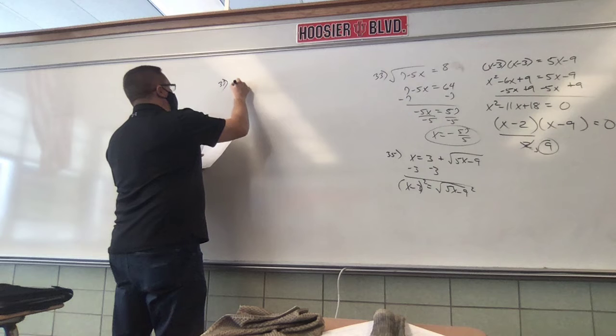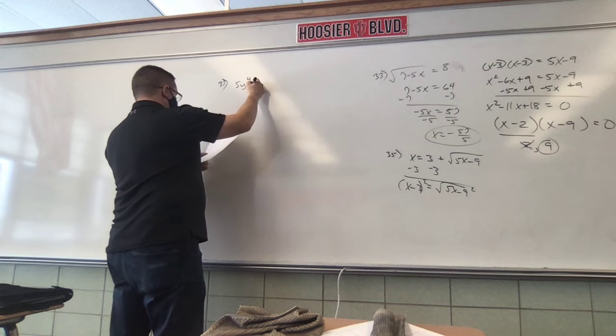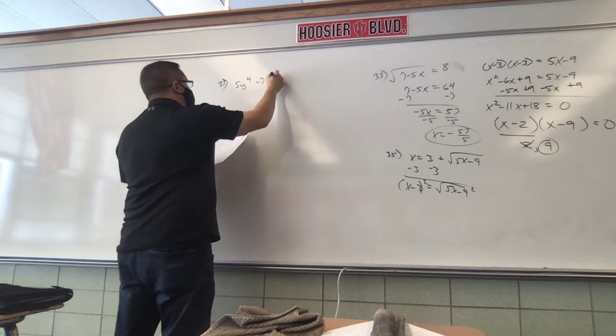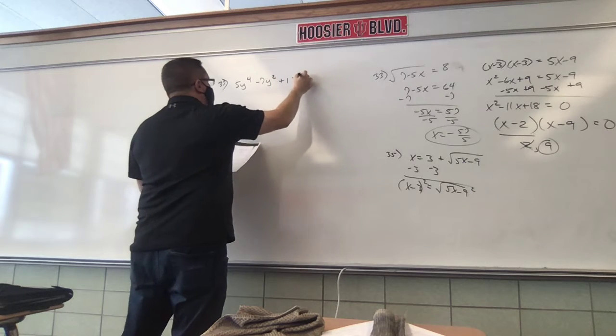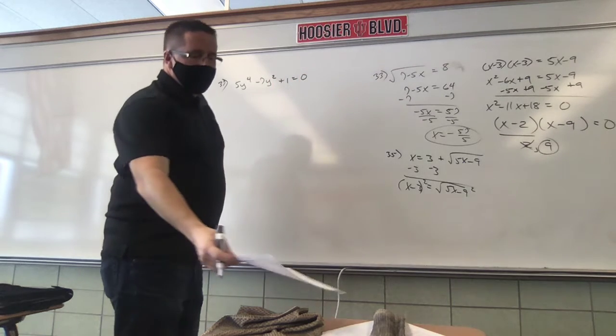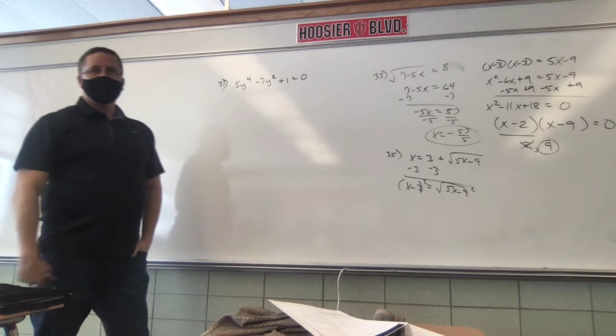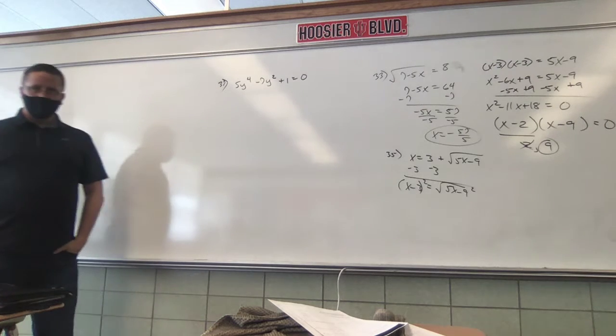Never did one like this. 5y^4 minus 7y^2 plus 1 equals 0. I would just watch on this one. We've never done anything like this, not even in Algebra 2.